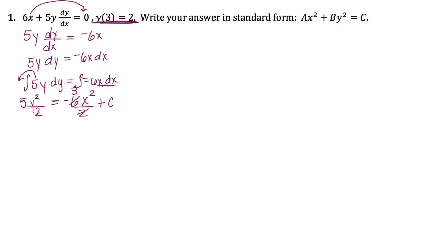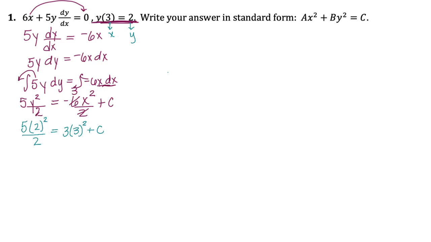So we're going to plug in. Remember our 3 right here. What was that? Was it an x or a y? That was x. What was this one? Y. So you know what to go plug in. You have 5 times 2 squared over 2 equals 3x squared, but x is going to be 3 squared, isn't it? And then plus c.